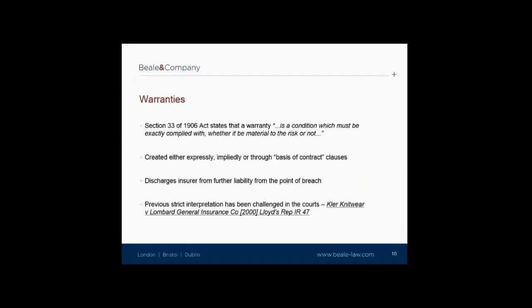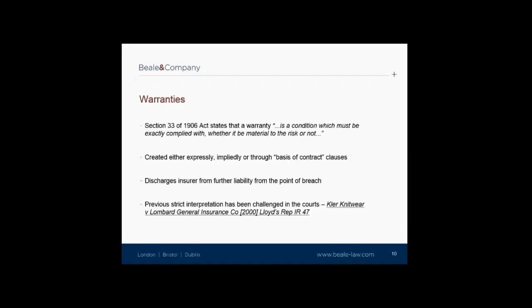Warranties have had an overhaul in the new Act. I've gone back to basics on warranties in order to get a full understanding of why there have been the necessary changes. An insurance warranty is a promise made by the policyholder to the insurer which, if broken, has harsh consequences.